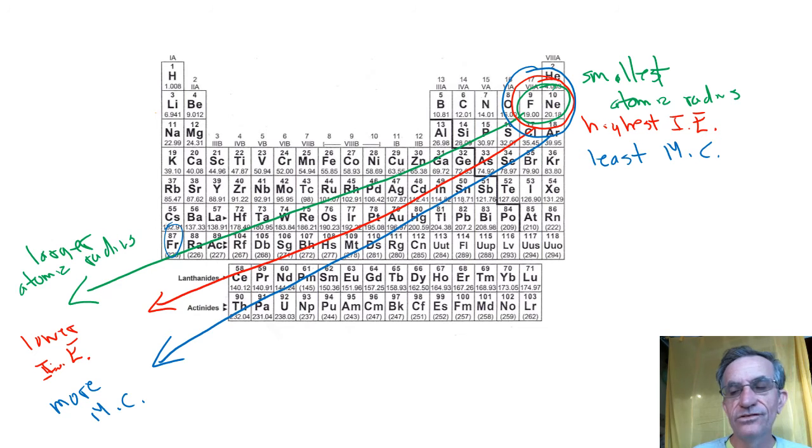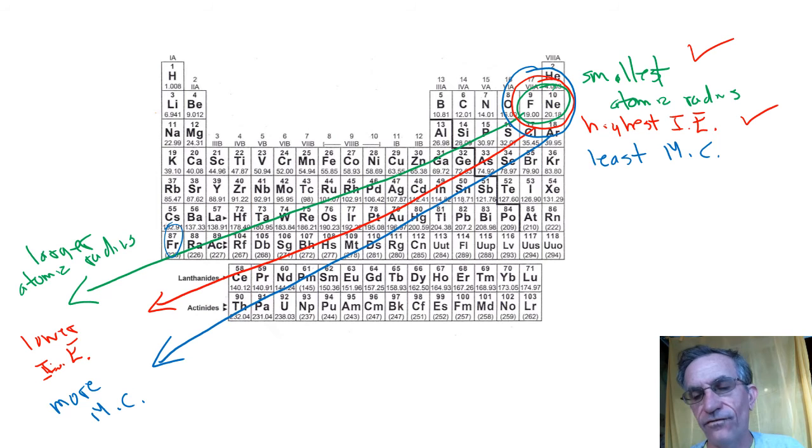All right, so these fellas in this top corner, they're the tiniest. They're the hardest to remove an electron from. They also are the least like a metal. And as you go across the periodic table, all of those things change. You get bigger going across, you get easier to remove electrons from, and you get more like a metal.